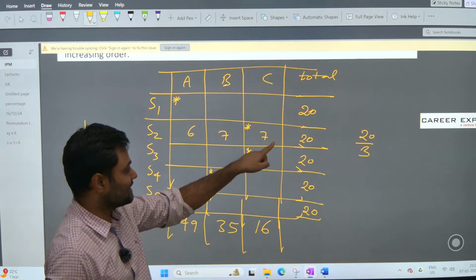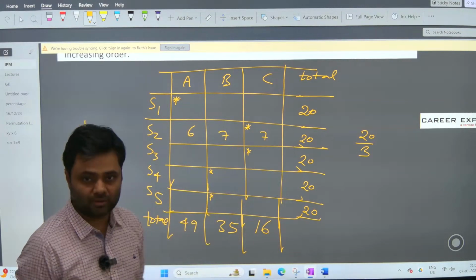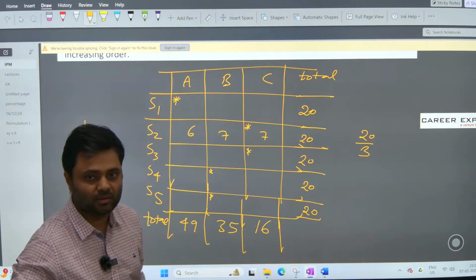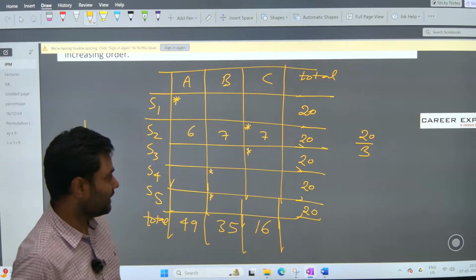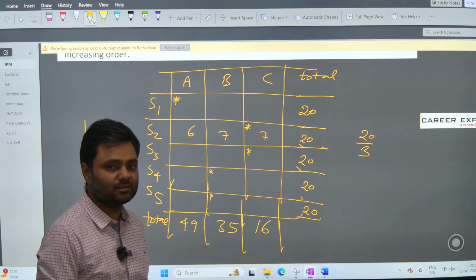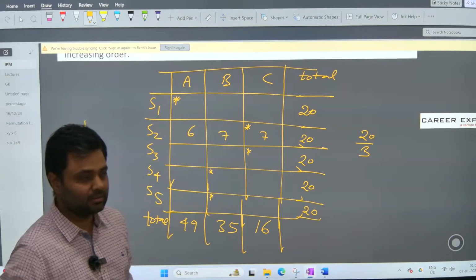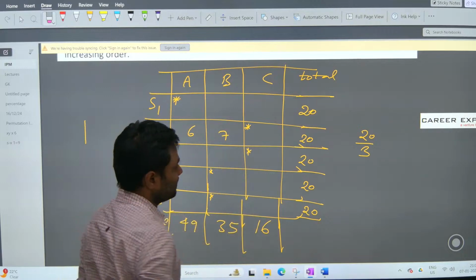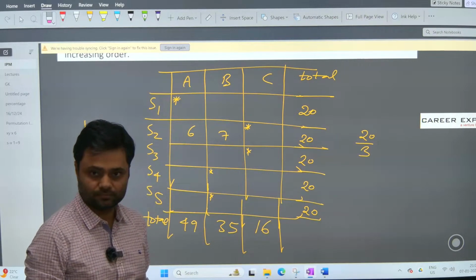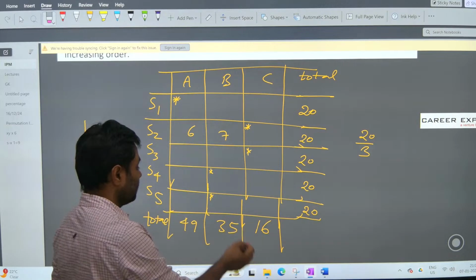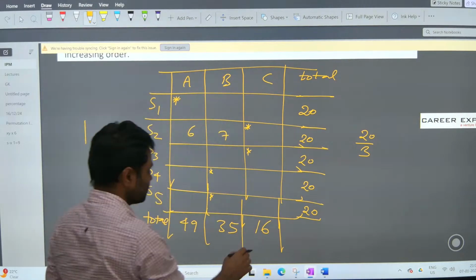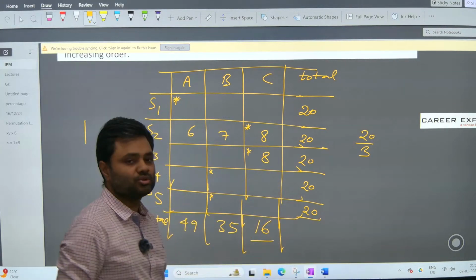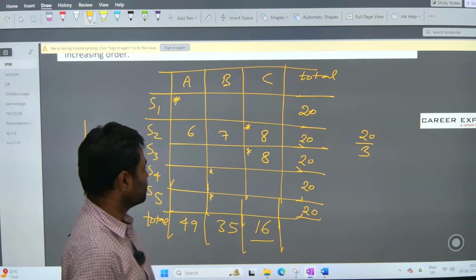So if this party gets less than 7 votes, then definitely the other party can win. So if party C has to win S2, that means they must have more than or equal to 8 votes, right? If the number of votes is lesser than 8, then the chances are that another party may win. So in order to win a constituency, a party has to have 8 votes minimum, right? But this party has a total of 16 votes. That means this party gets the minimum possible number of votes to win, and they won both the constituencies.